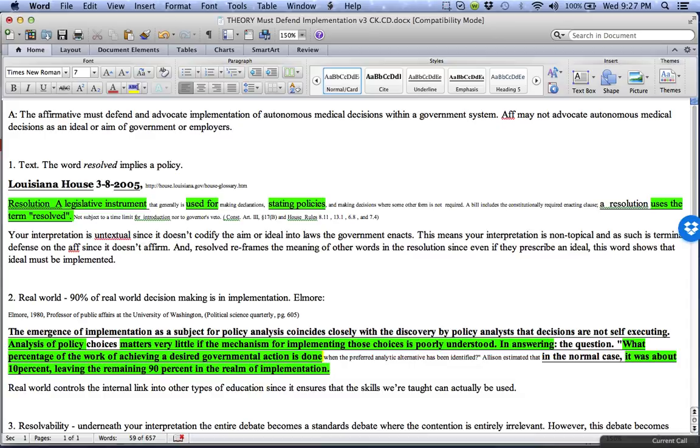Interpretation. The affirmative must defend and advocate implementation of autonomous medical decisions within a government system. The affirmative may not advocate autonomous medical decisions as an ideal or aim of government or employers. Violation. You are clearly aim-space, confirmed in cross-examination. First standard is text.